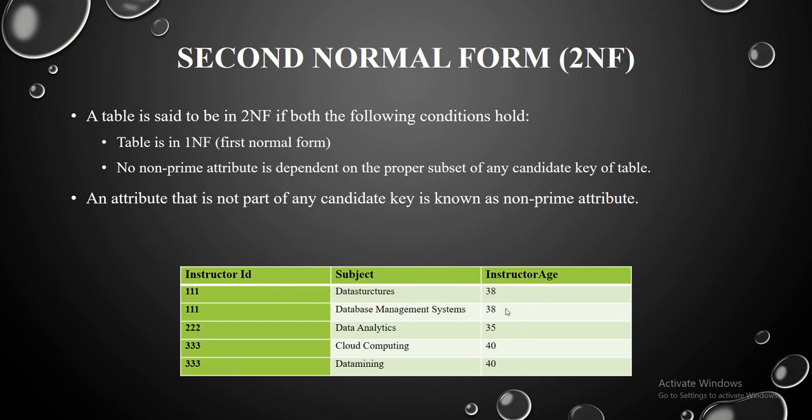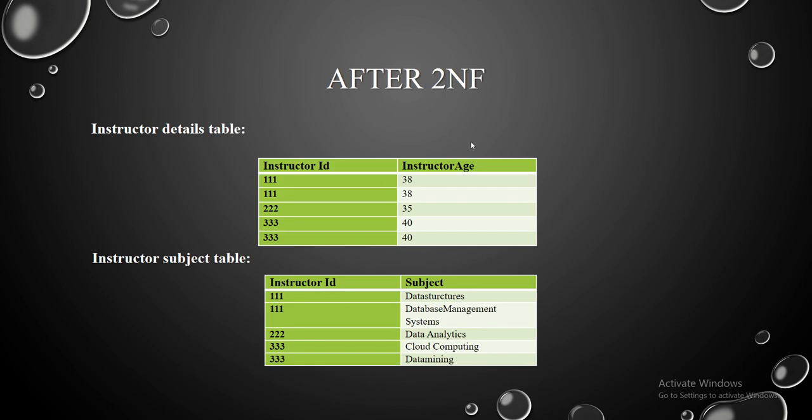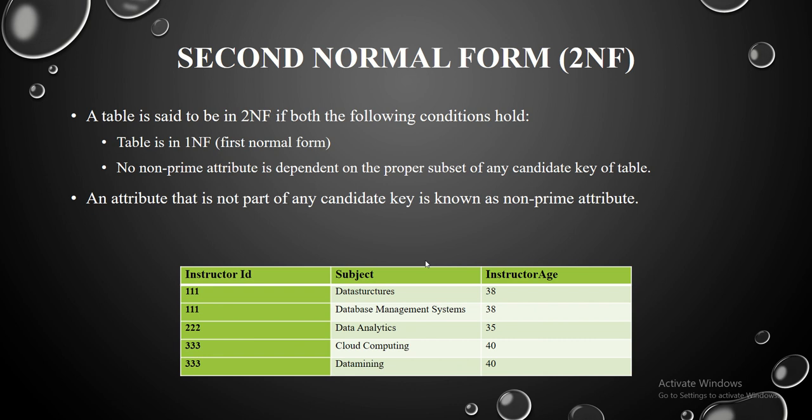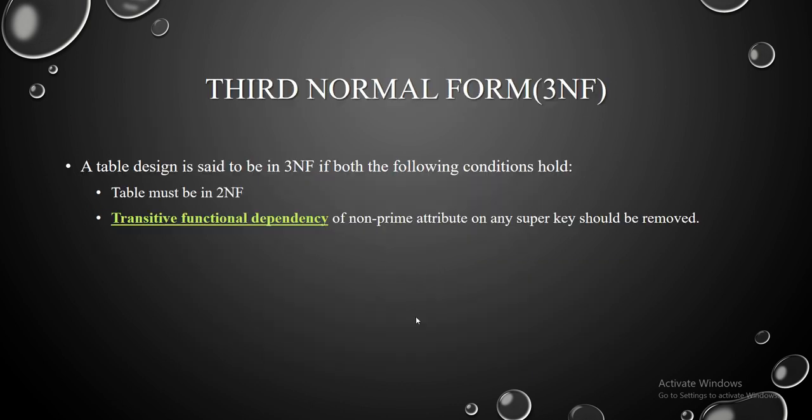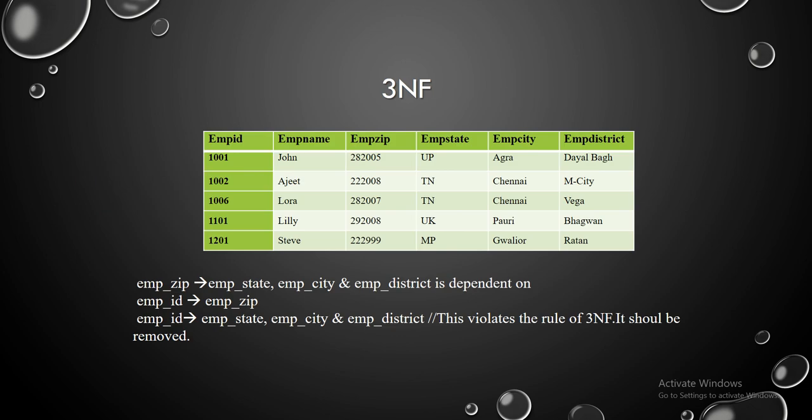So in order to avoid that, we need to decompose the table into two. That is the basic idea of normalization. We need to decompose the table into small tables, as many as possible, without violating the information. So in order to make that into 2NF, the table is decomposed into two different tables: instructor details table and instructor subject table. Okay, now let us consider third normal form.